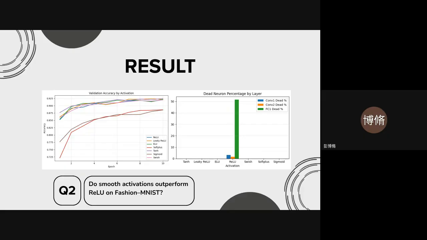Our finding is that some smooth activations, especially ELU and Swish, can outperform ReLU slightly, but the improvement is modest rather than dramatic. One likely reason is that smooth activations maintain non-zero gradients over a wider input range, which helps the model update parameters more consistently and reduces the risk of dead neurons. As a result, training can be more stable and less sensitive to unfavorable weight updates.